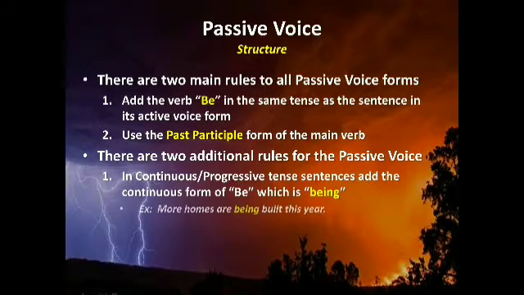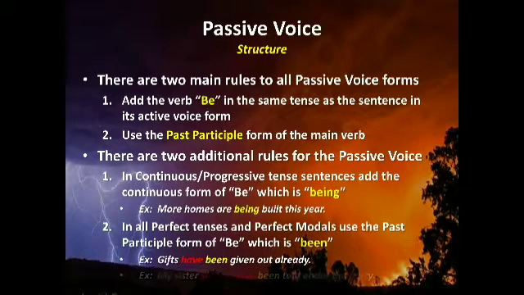So there are two additional rules for the passive voice. The first one is in continuous or progressive tense sentences, add the continuous form of be, which is being. For example, more homes are being built this year. Second, in all perfect tenses and perfect modals, use the past participle form of be, which is been. For example, gifts have been given out already.